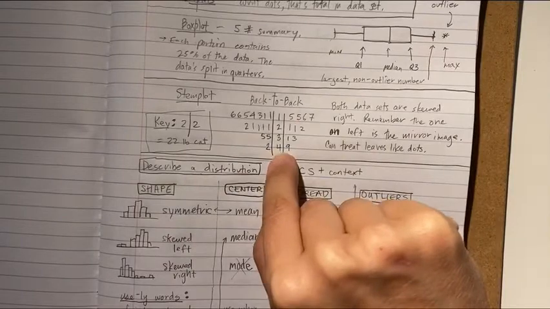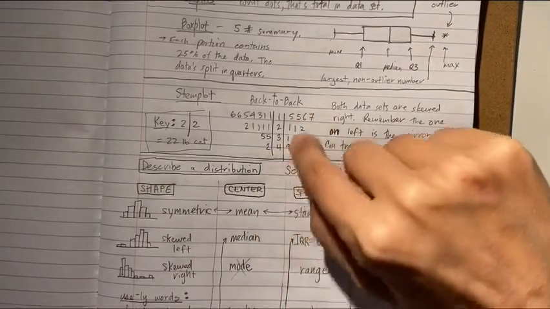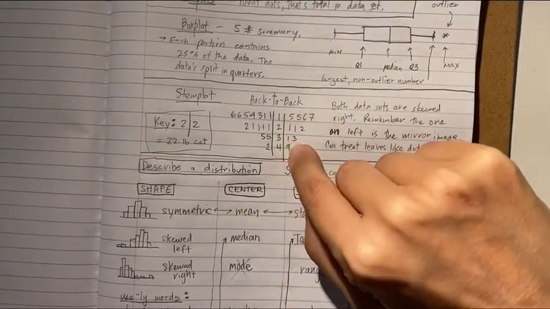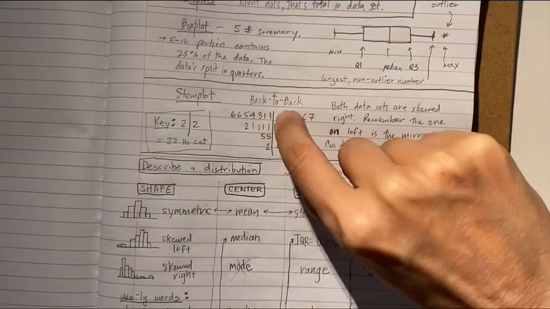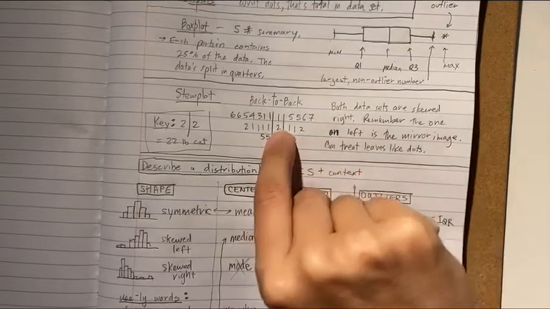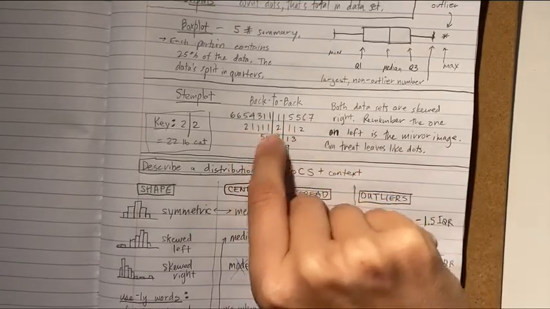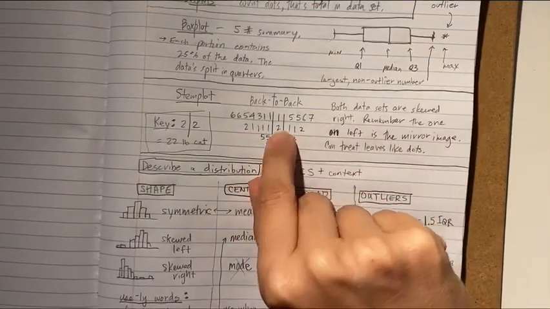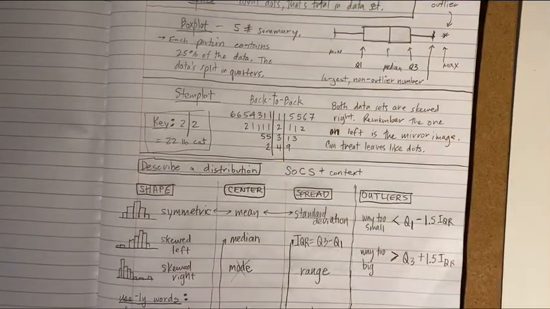So the heaviest cat was in the group on the right at 49 pounds, and the lightest cat was 11 pounds, which was in the left-hand group. Notice both groups had a cat that was 22 pounds. All right, you see that? So that's how you read a stem plot.